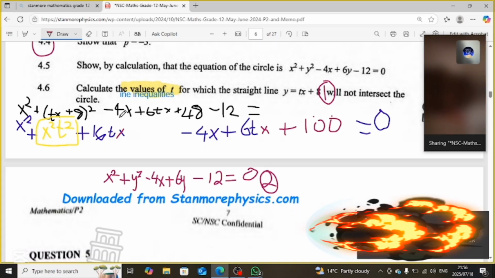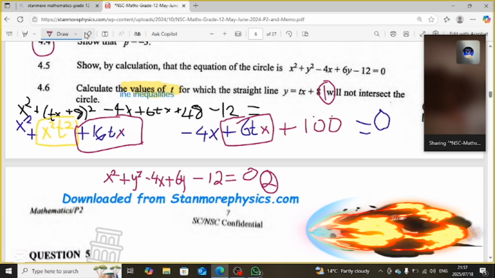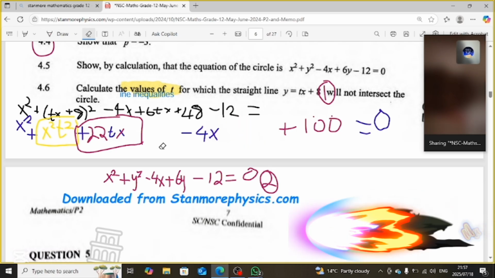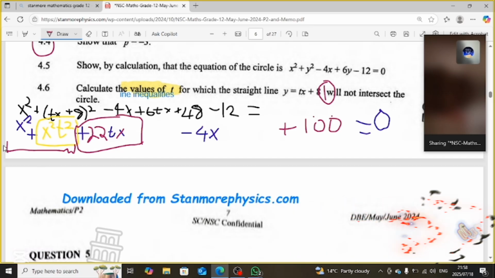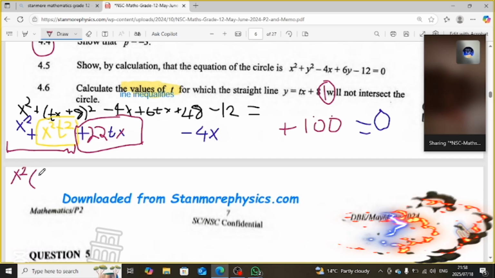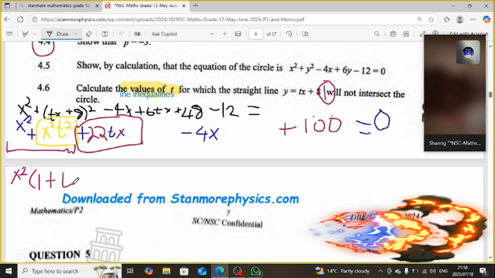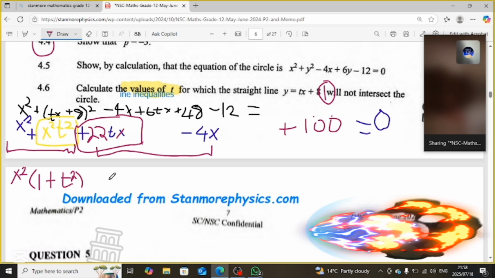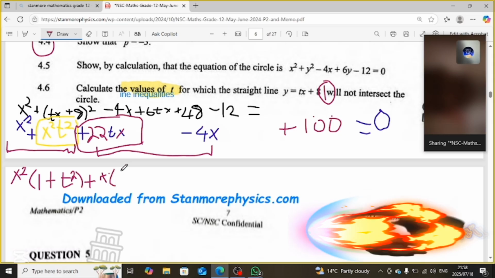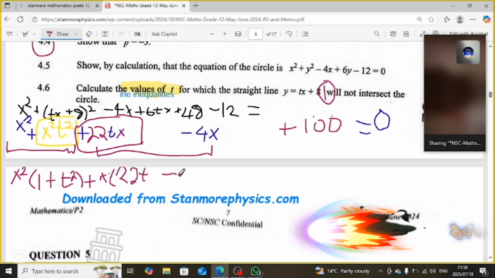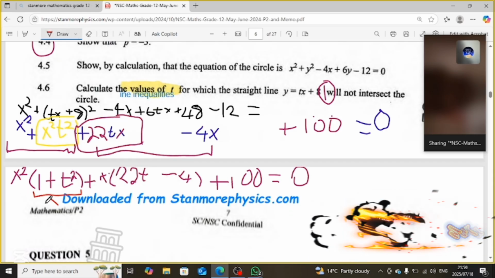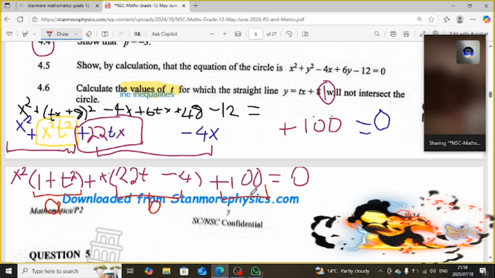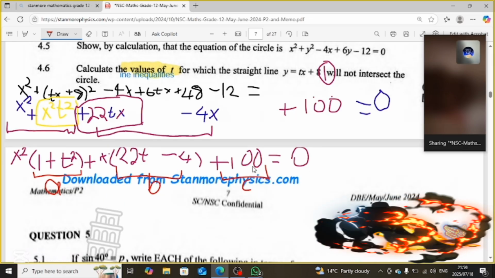Now grouping like terms, 16tx plus 6tx, giving us 22tx. Now let's factorize by taking out the common factor x squared from x squared plus x squared times t squared, giving us x squared times (1 plus t squared). And taking out x from 22tx minus 4x, giving us x times (22t minus 4), plus 100 equal to 0. Now, 1 plus t squared will then be a, 22t minus 4 is our b, and 100 will then be our constant c.